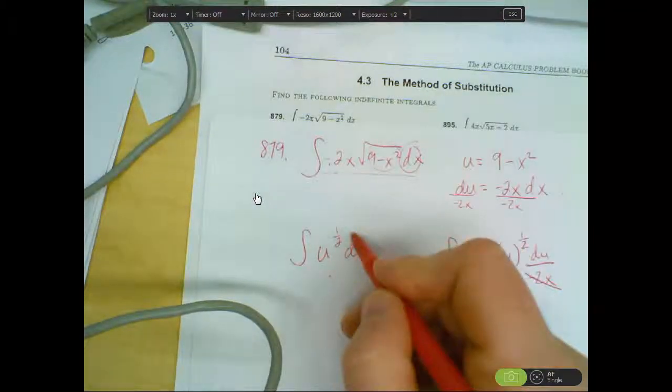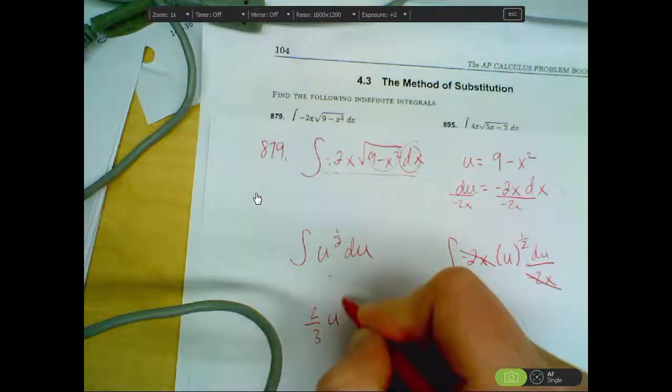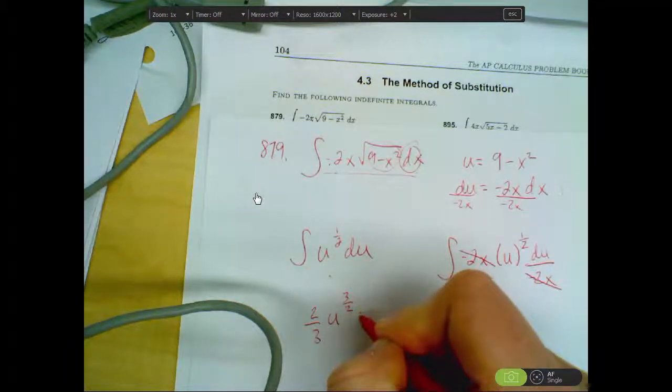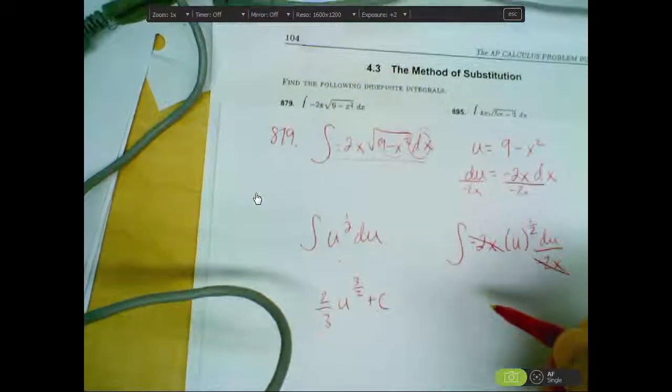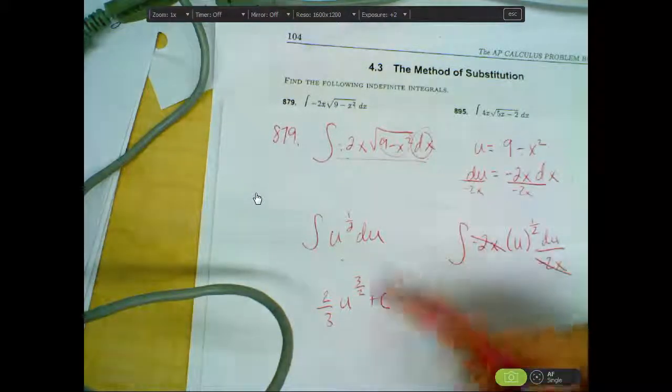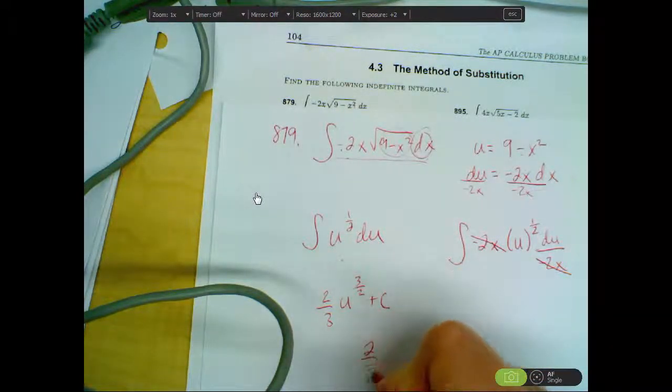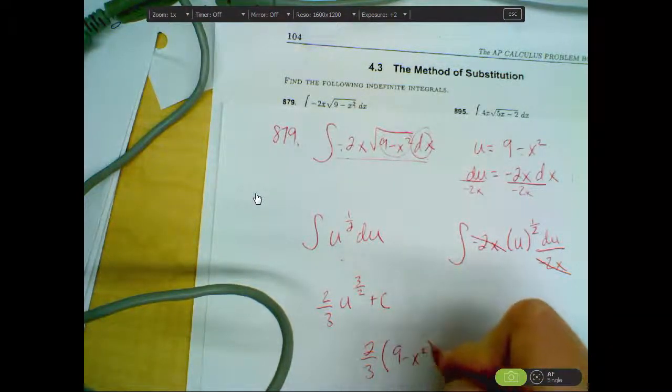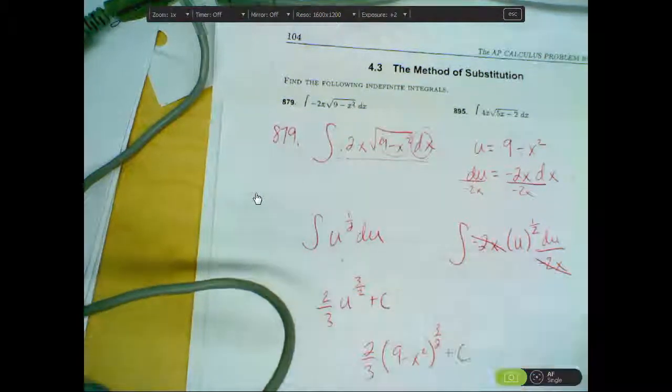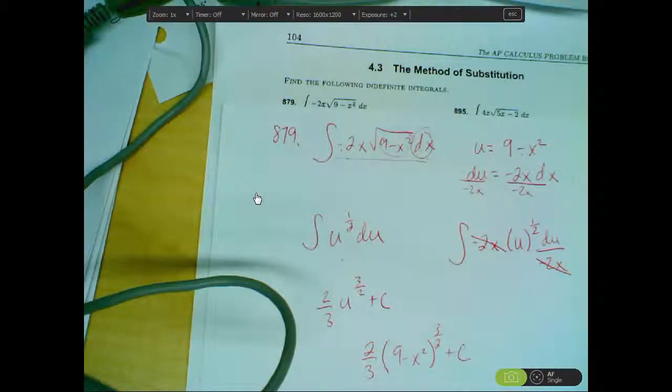Integrate u to the 1/2. Add 1, multiply by the reciprocal. 2/3 u to the 3/2 plus c. Problem is you can't leave u. You have to replace it with what you chose for u. 2/3 times 9 minus x squared to the 3/2 plus c. Okay, let's do another one.